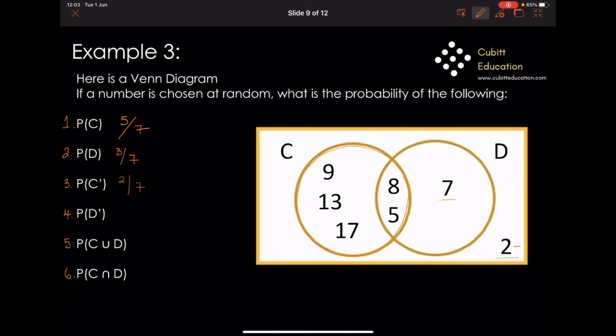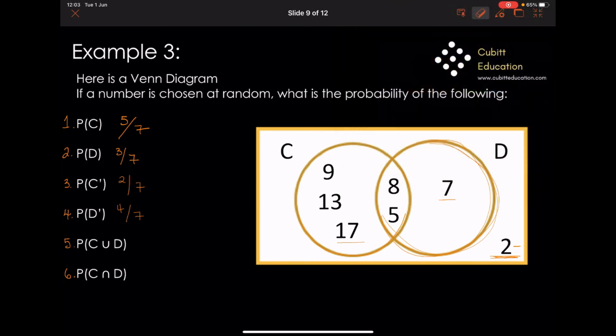Our next question says, what is the probability of getting the complement of D? Well, again, D is this circle here, that whole circle. So not getting D would be 1, 2, 3, and then this 2 again. So that's 4. 4 out of 7.